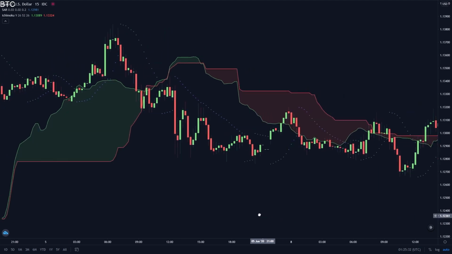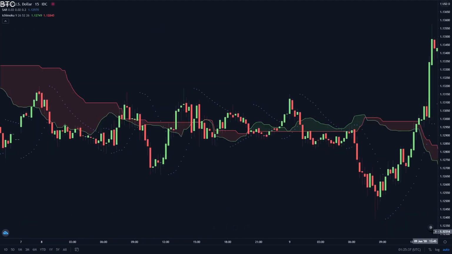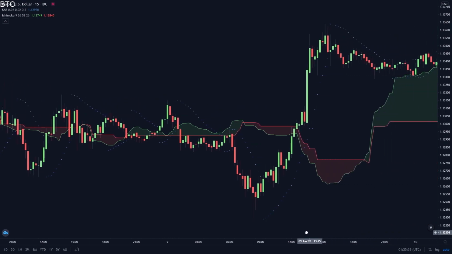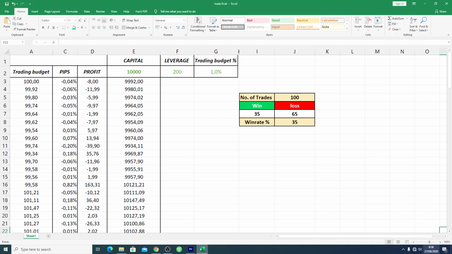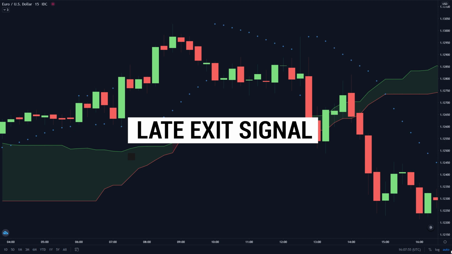So from the results that we got, I think that the Ichimoku plus Parabolic SAR combination is not really a good strategy. Because like I said, most of our profits actually came from one big trade, so we kinda got lucky there. I think one of the reasons for this low win rate is because the Parabolic SAR often displays a very late exit signal.